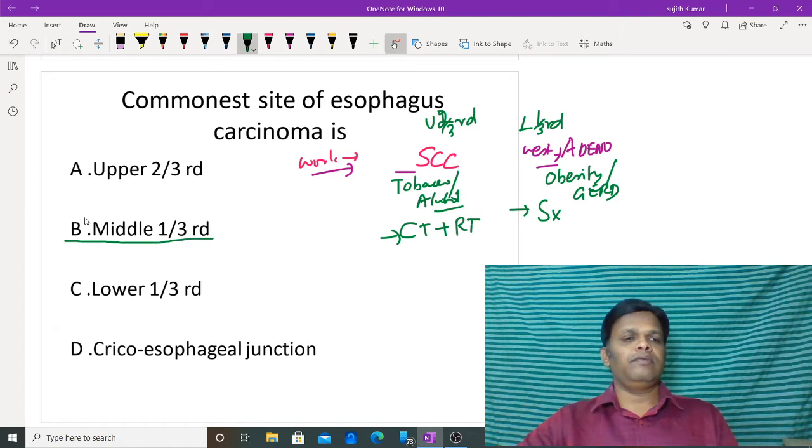Okay, so overall, if you take the most common site of the carcinoma, the answer for this question will be the middle one third of the esophagus. Okay, so that is the commonest site for esophageal malignancy worldwide as well as in India.